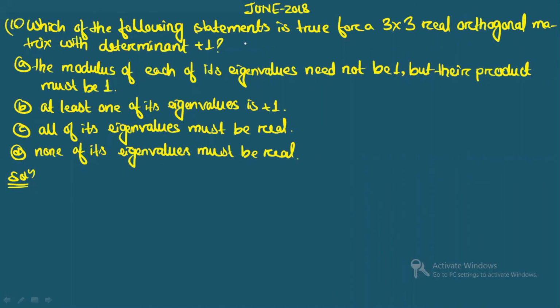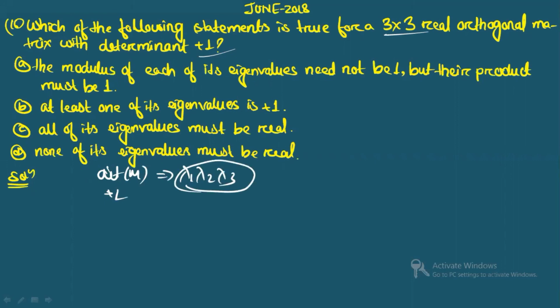Which of the following statements is true for a 3 cross 3 real orthogonal matrix with determinant plus 1? You have a real orthogonal matrix whose determinant is plus 1. We know an orthogonal matrix can have either plus 1 determinant or minus 1. So the determinant of the matrix is plus 1. Determinant is the product of the eigenvalues of the 3 cross 3 matrix, so it is lambda 1 into lambda 2 into lambda 3.